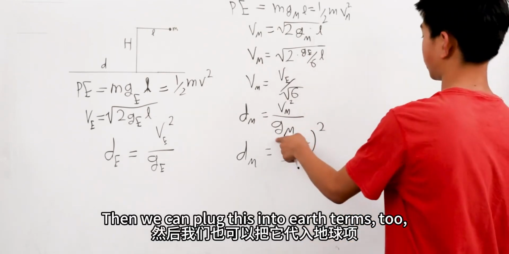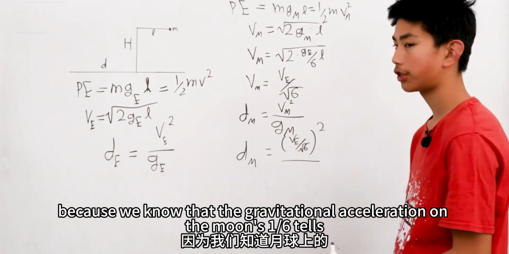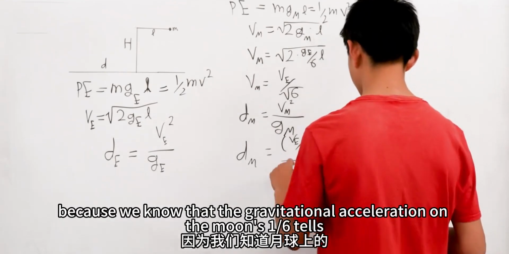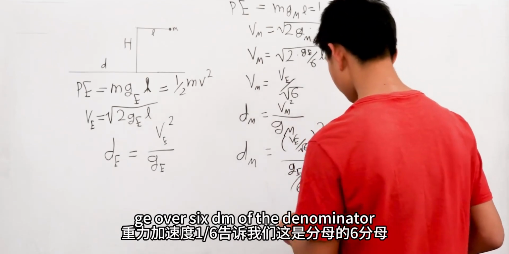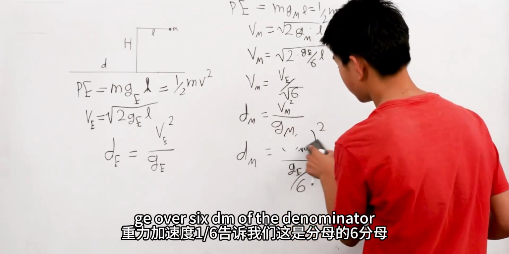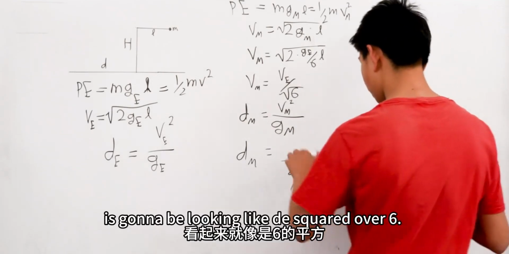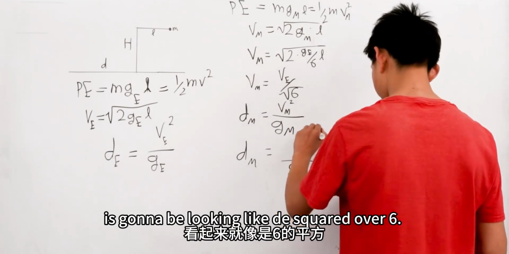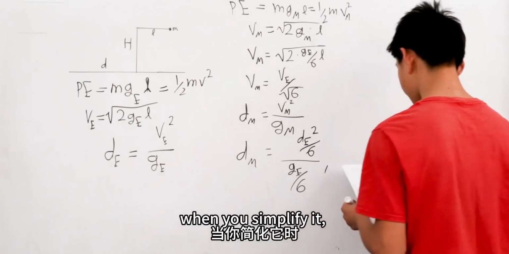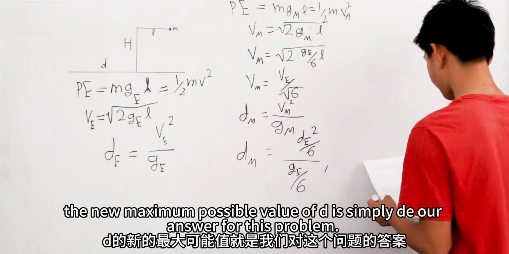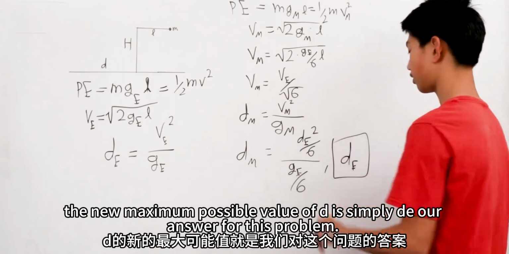And then we can plug this into Earth terms too, because we know that the gravitational acceleration on the moon is 1/6, it tells us. So this is g_E over 6. So d_m, the denominator, is going to be looking like d_E squared over 6. Therefore, when you simplify it, the new maximum possible value of d is simply d_E, our answer for this problem.